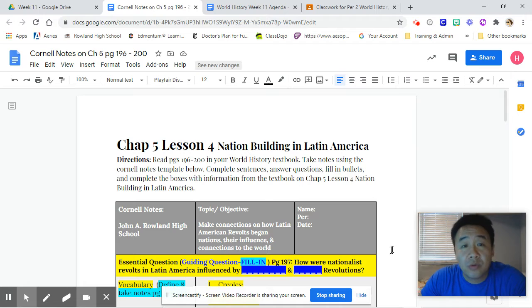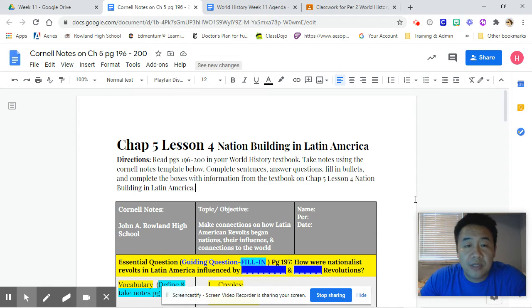So you will need the world history book, and the reading is short, but there is actually a lot of information in between. So you're going to be taking notes using the Cornell note template below, and I'm going to show you actually how to kind of fill in these notes and give you examples of how you're supposed to be taking notes while using Cornell.